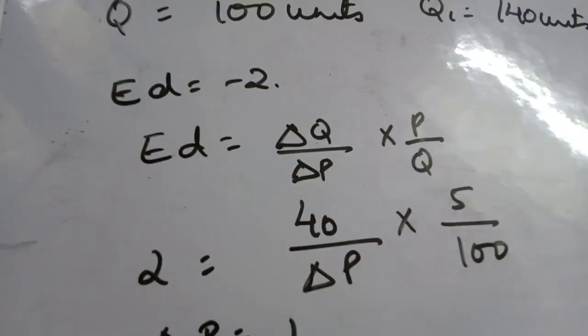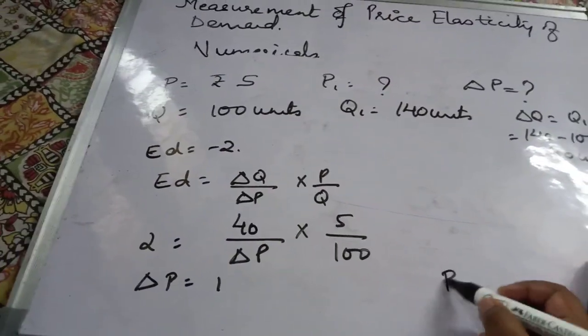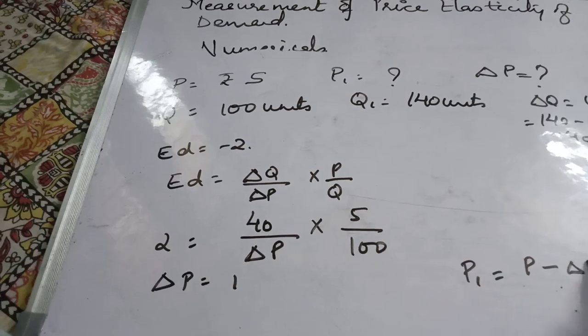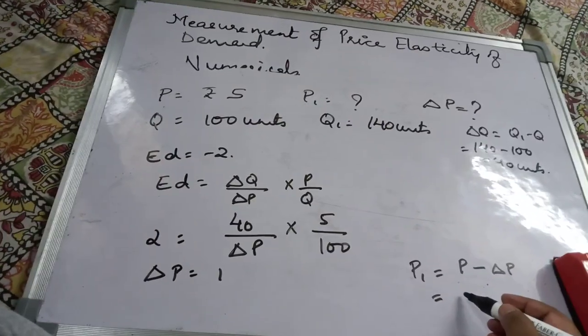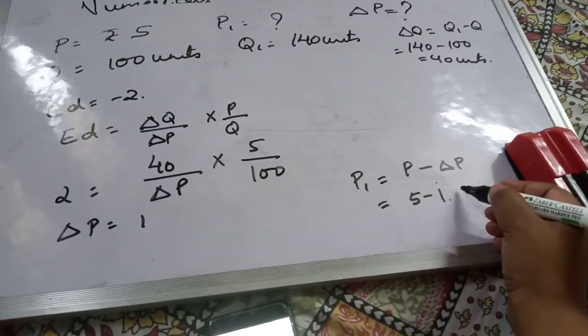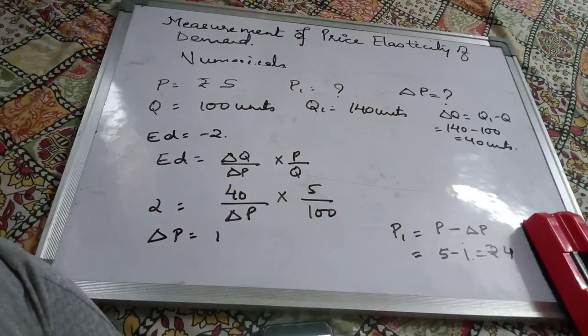And you're seeing that the quantity is rising. So what will be the formula for new price? P1 is equal to P minus delta P, since the quantity is rising. So P1 is equal to 5 minus 1, which is equal to rupees 4. Okay.